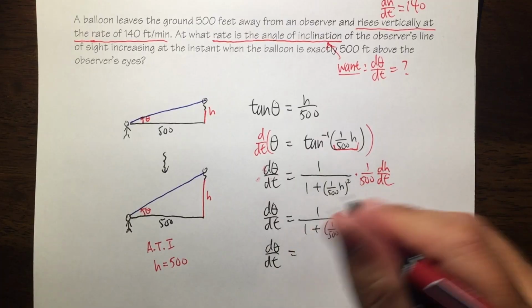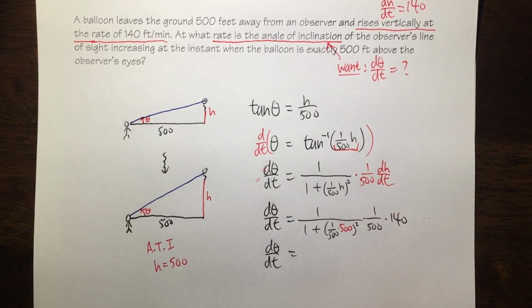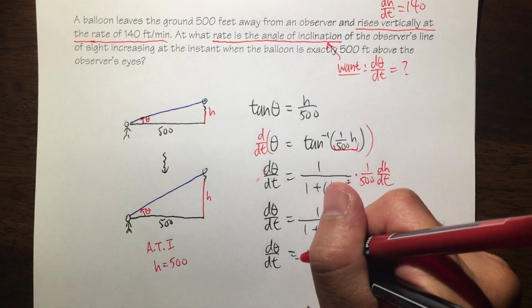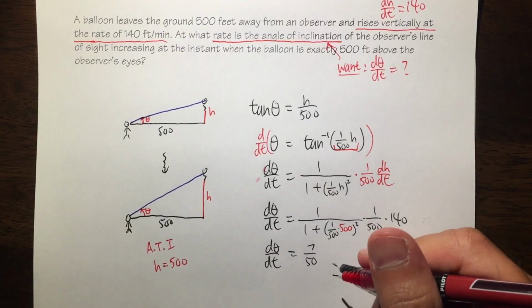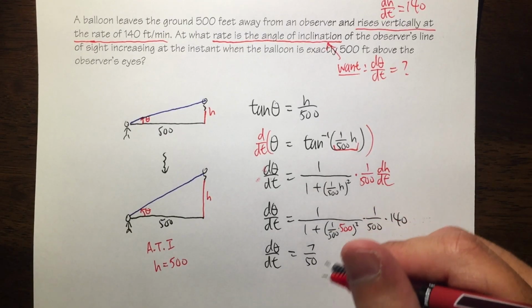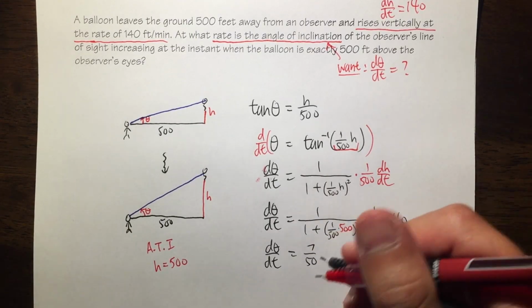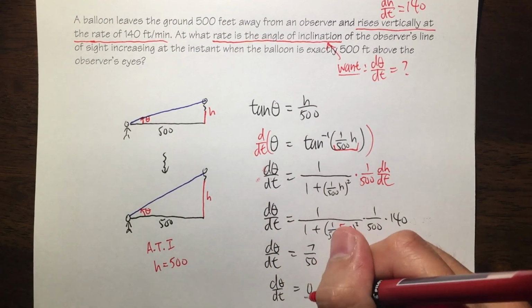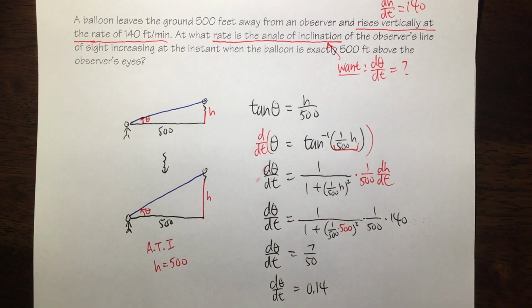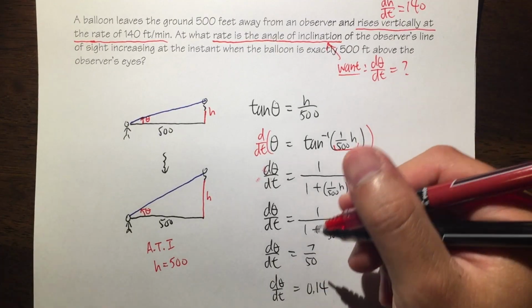This is just this computation right here. Just work everything out, and depending if you like fraction or you like decimal. If you like fraction, it's going to be 7 over 50. Or if you like decimal, I'll also put that down. This is 0.14. So up to you.